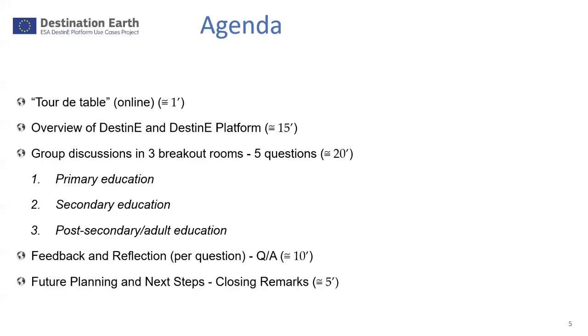Therefore, the agenda is as follows. First, we'll have a tour de table via an online poll to be quick, and then we will have an overview of DestinE and the DestinE platform. After that, we will break into 3 breakout rooms, divided by level of education: primary, secondary, and all the others. You will be free to join any group you consider more relevant. This will be strictly limited to 20 minutes, so everybody is back in the main room in time. We'll try to summarize the main points per question and have some feedback and reflection on the discussion. And we'll also close with some future planning and next steps.